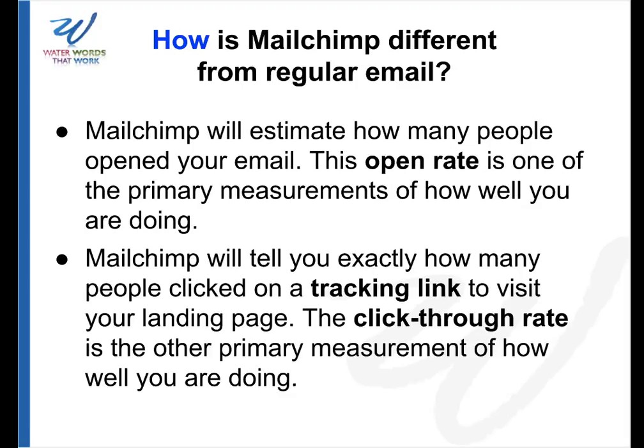So you get 2 major types of reports when you send an email out of Mailchimp, and the first is the open rate, and that's an estimate of how many people opened your email. And the second one is the click-through rate. Mailchimp will tell you exactly how many people clicked on a tracking link to visit your landing page.